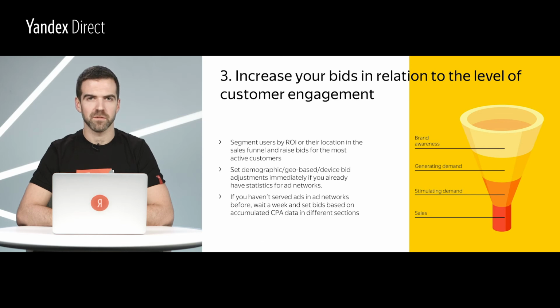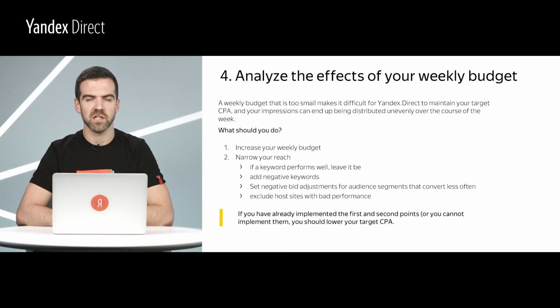Set bid adjustments based on demographic, geo, or device type immediately if you already have statistics for ad networks. If you haven't served ads in ad networks before, wait a week and set bids based on accumulated CPA data in different sections. This slide is especially important if you are using automatic strategies with a weekly budget limit.